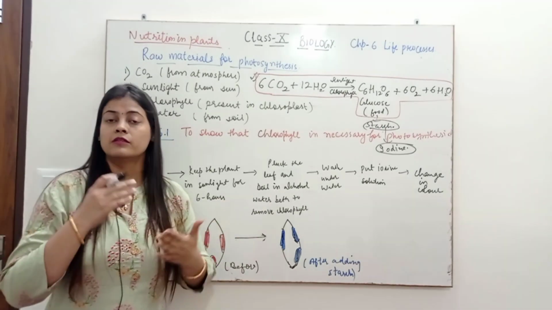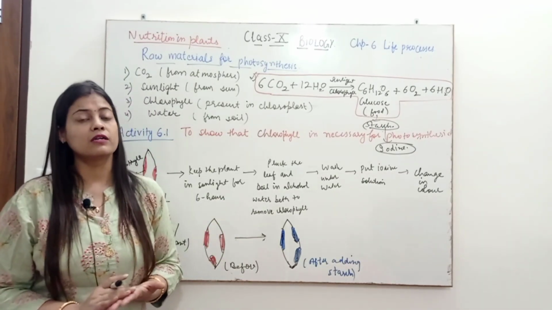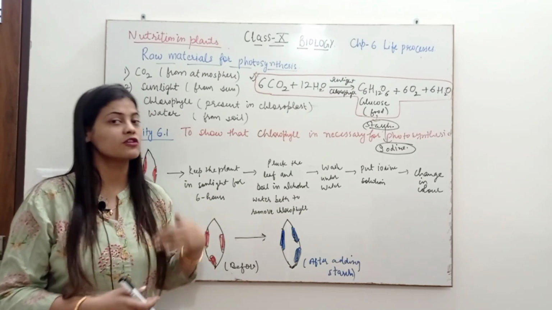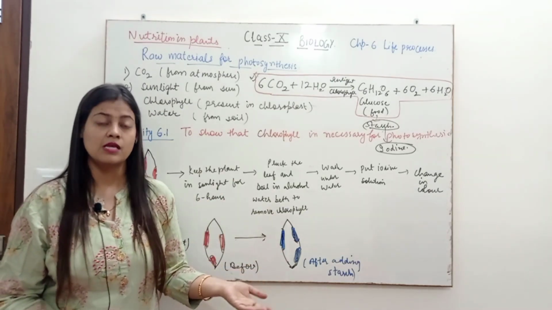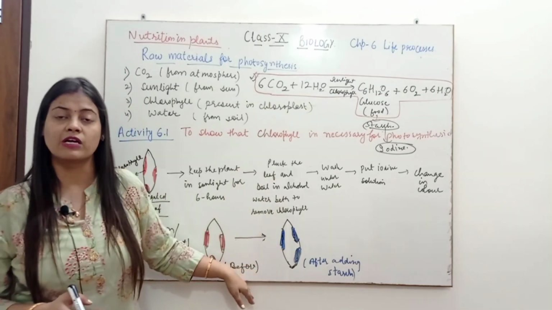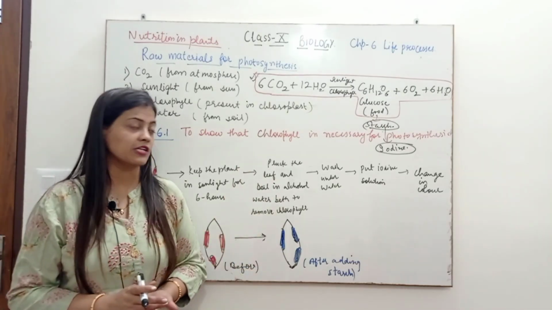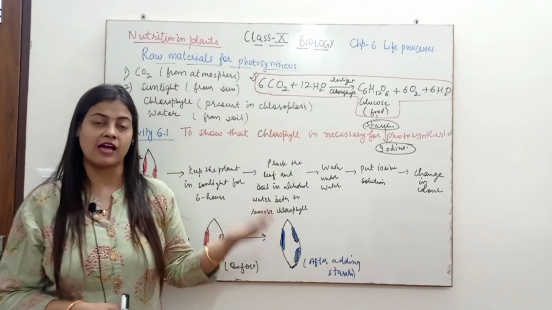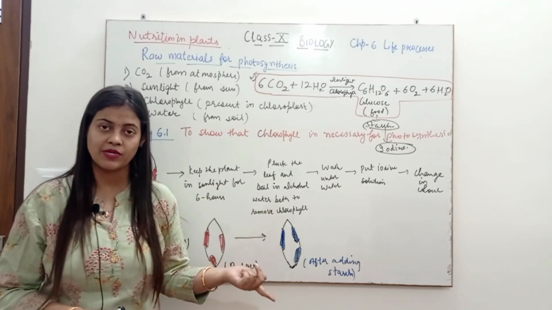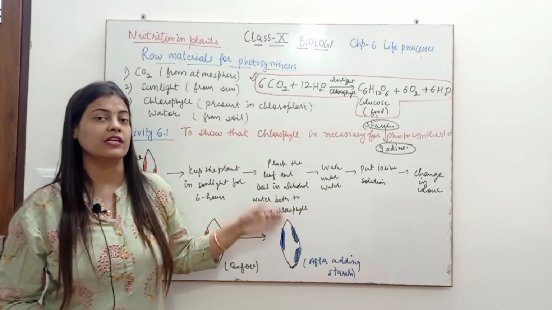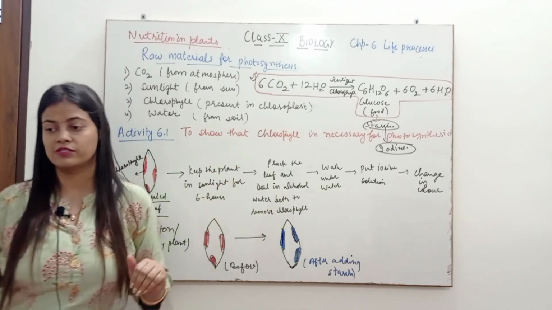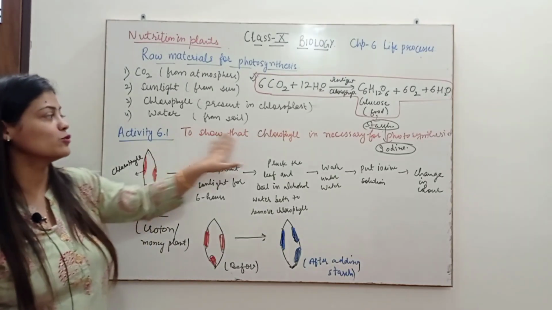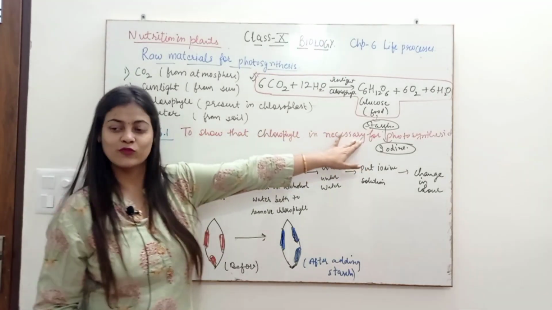Okay, so this conversion of color of iodine shows the presence of starch, and the presence of starch shows the process of photosynthesis. So whatever activities we will conduct here, we will do the starch test or iodine test. If it is changing color, it means starch is there, it means photosynthesis is happening. If it is not changing color, it means starch is not there, photosynthesis is not happening. Okay, so here we will see activity 1 to show that chlorophyll is necessary for photosynthesis.